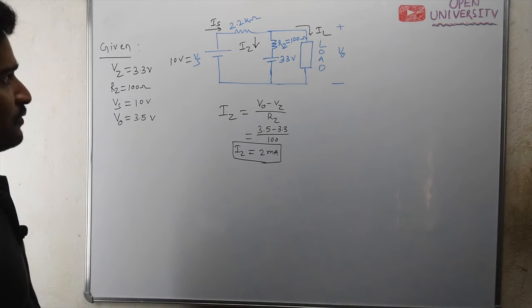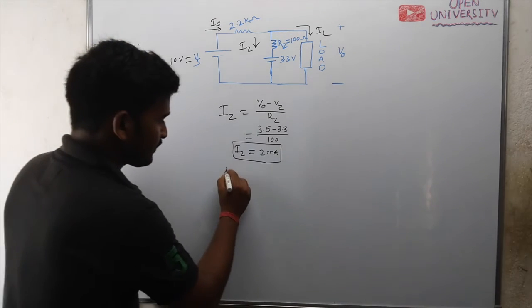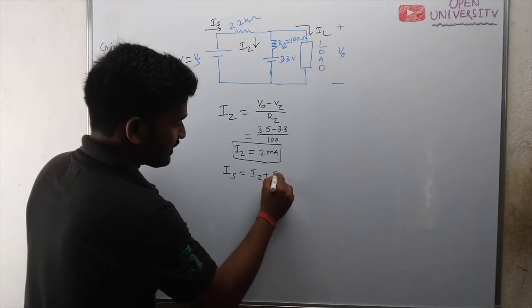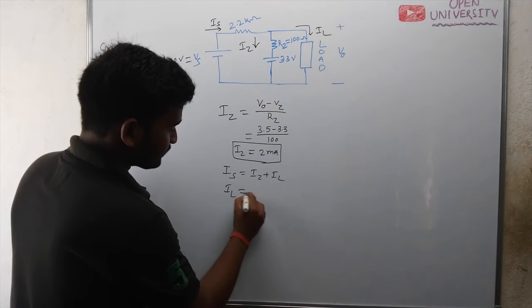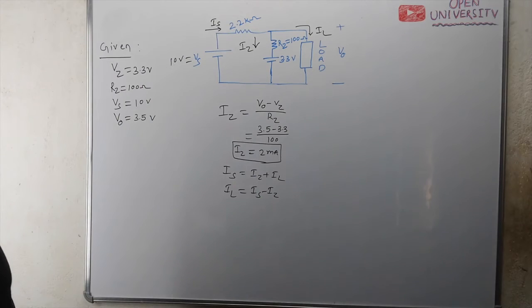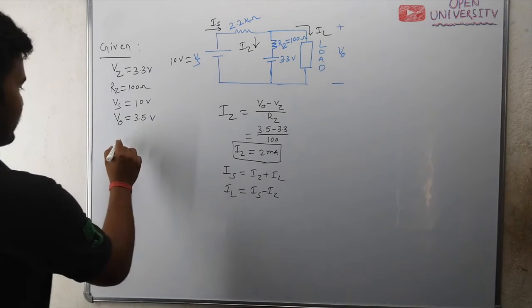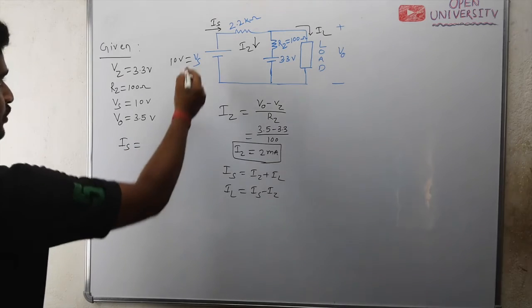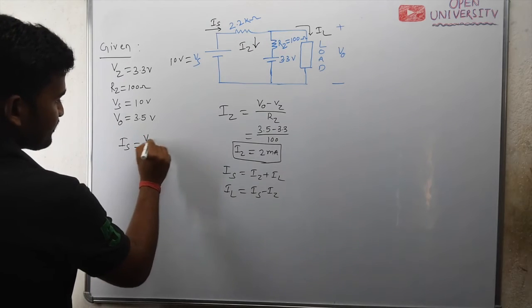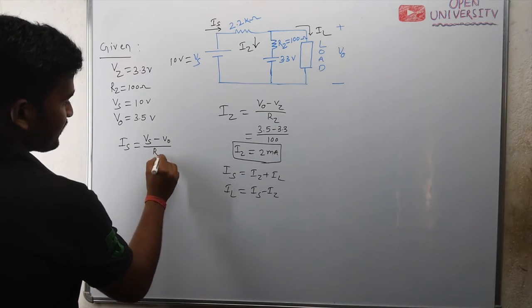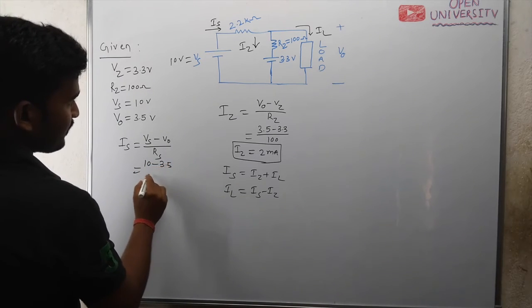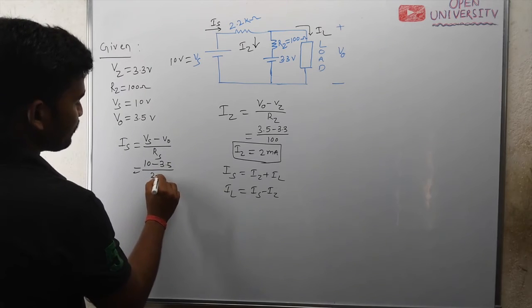Then it is asked to find out what is the value of IL. Okay, we know that Is is equal to Iz plus IL. So what will be IL? IL will be Is minus Iz. Okay, what is Is? How to get Is? Is equal to Vs minus V naught. The voltage available at this point is V naught. So Vs minus V naught divided by Rs. So Vs is given to be 10, V naught is 3.5, divided by the Rs value given to be 2.2 kilo ohm.